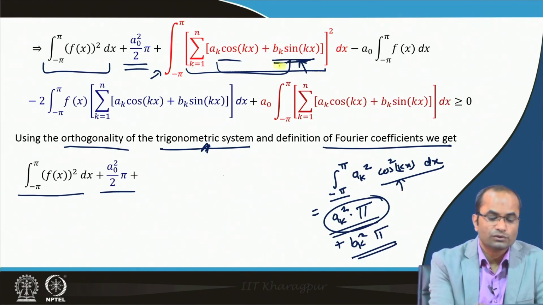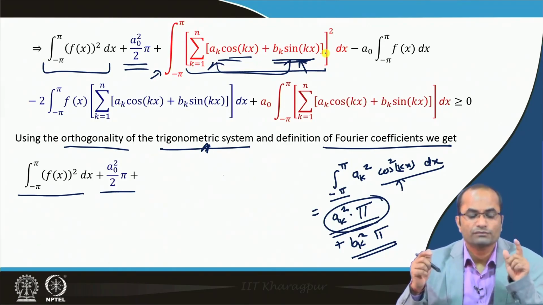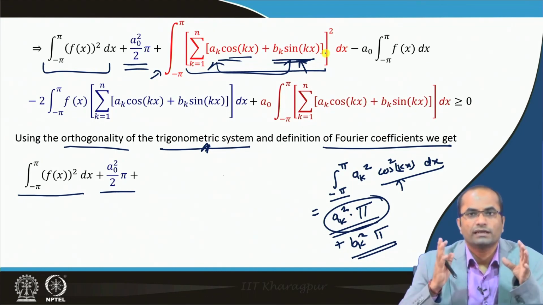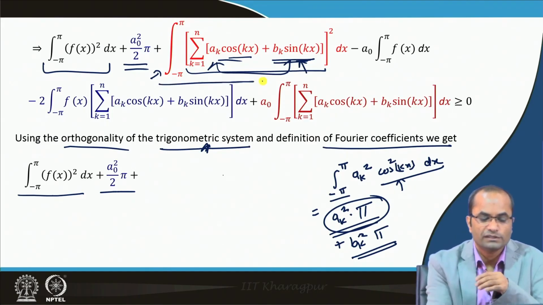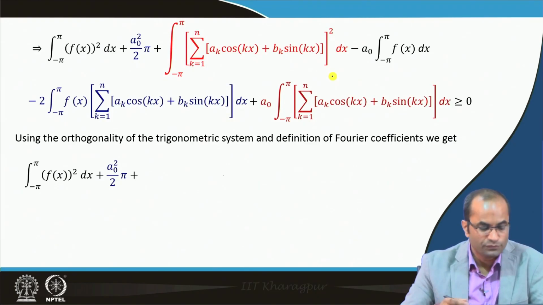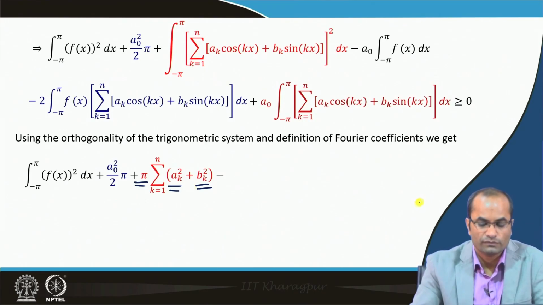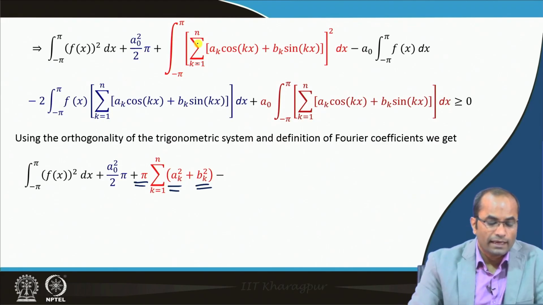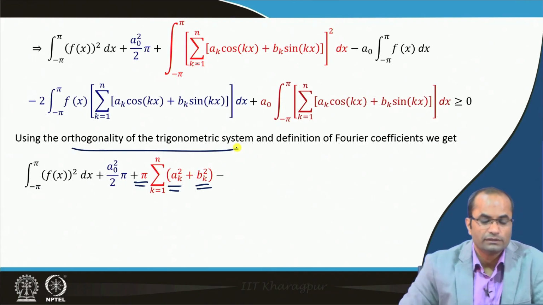When we have the product, 2 times a_k b_k, then cos k x sin k x, in all these terms we have two functions, one from the cos family and the other from the sin family, and orthogonality says that those terms will be 0. So, we have a rather simplified form of this integral now, in which only a few terms will survive. One is this pi a_k square plus b_k square, which we have just discussed, with the summation running, and all the others become 0 because of the orthogonality of the trigonometric system.